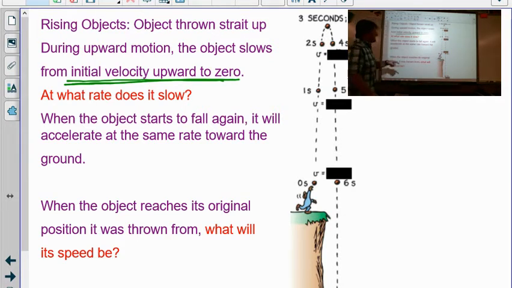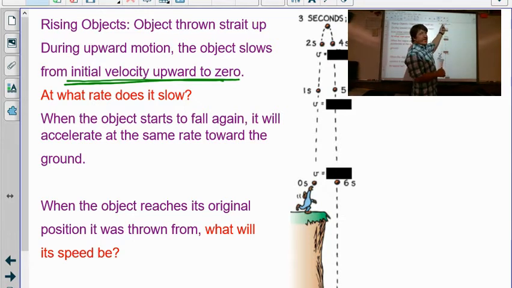At what rate does it slow down? We're going to look at this later on, that you can use time to figure out how fast he threw it up. And I'm going to kind of allude to that as we go right now. So here's time zero. And then it came back to him at 6 seconds. So think about what happened. It went up for 3 seconds, and then it came down for 3 seconds.